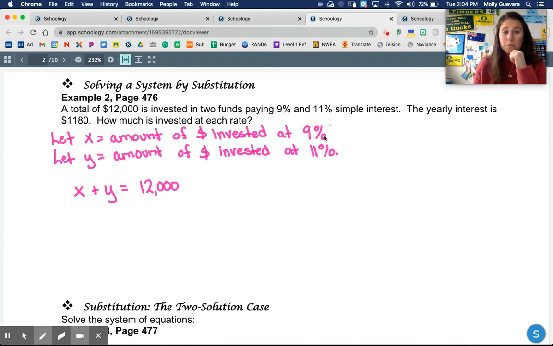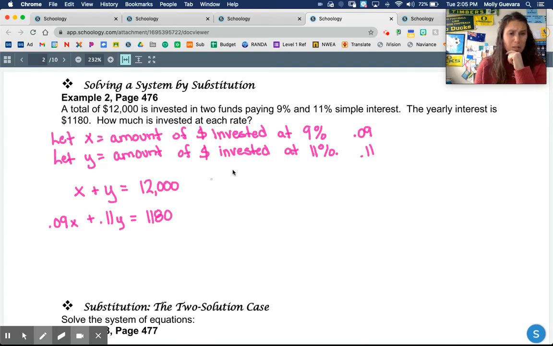Then I also know, and remember we don't use percents, right? I would have to convert these into decimals. But I know that, hey, I have 9% of interest times however much I've invested at 9%, plus I have 11% of interest at the 11%, and I know that the total amount of interest is $1,180. So now I've created a system of equations, right? They're stacked. I have my x, my y, my equal sign, my constants. They're stacked, and I can just solve.